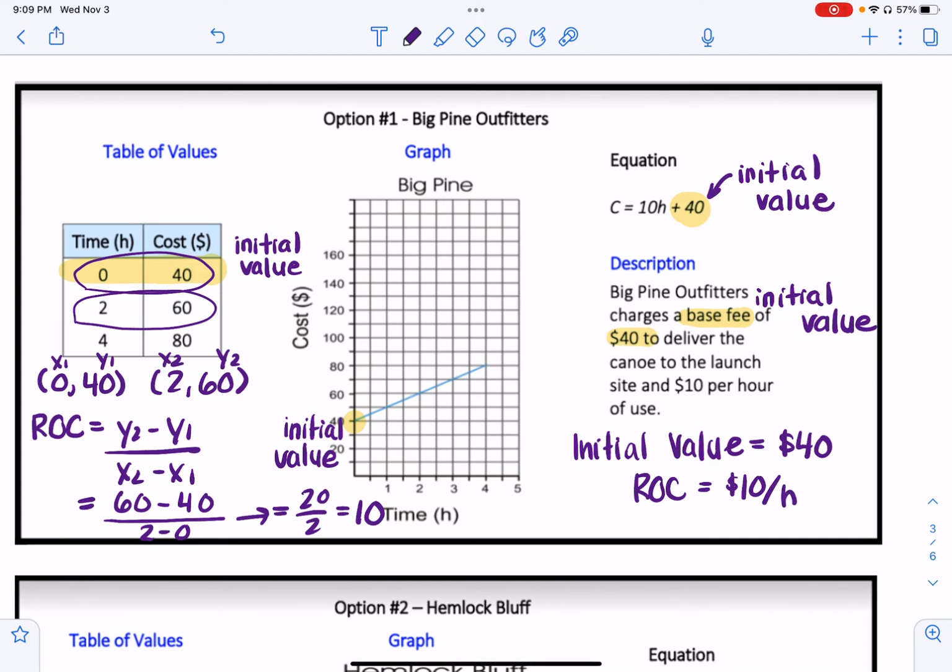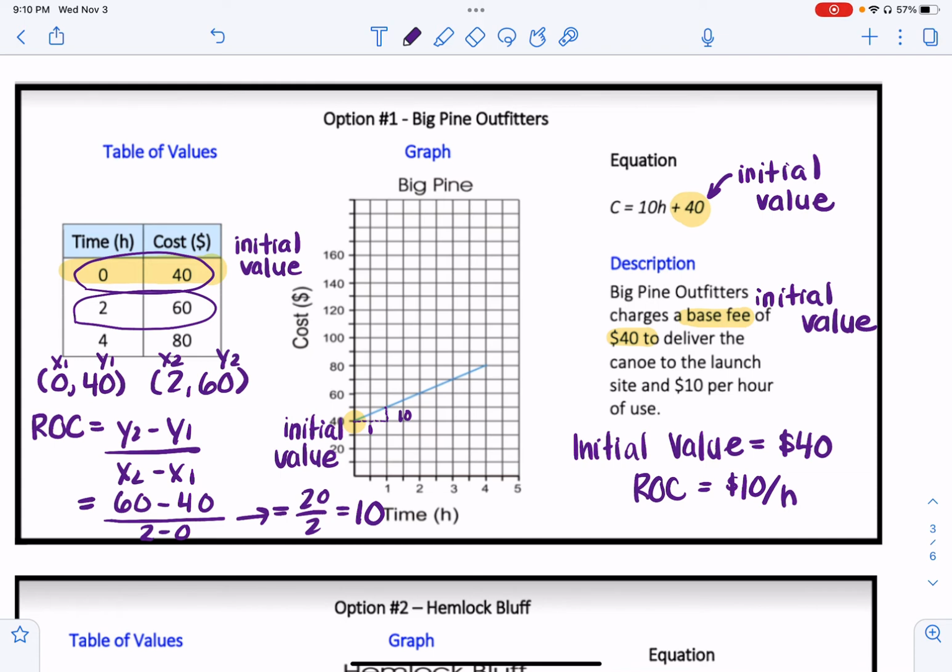We can also see that on the graph. If I look, it's been 1 hour, and it's increased by $10. So we can also see it on a graph with our rise over our run. We can also see it right here with our $10 per hour. And we can also see it right here, $10 per hour. So there's our initial value and our rate of change.